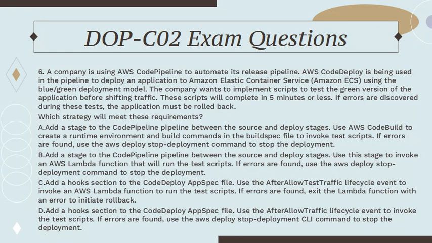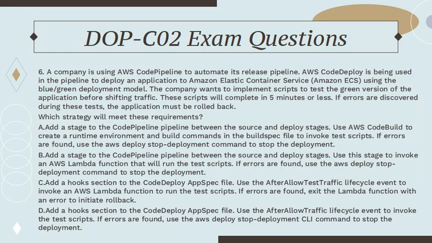C. Add a hooks section to the CodeDeploy AppSpec file. Use the AfterAllowTestTraffic lifecycle event to invoke an AWS Lambda function to run the test scripts. If errors are found, exit the Lambda function with an error to initiate rollback.